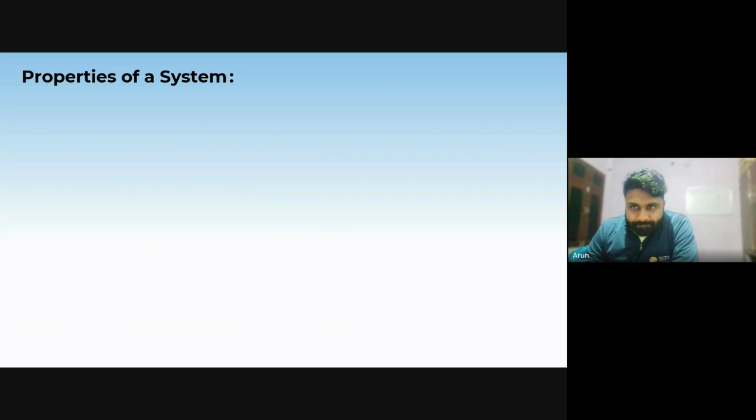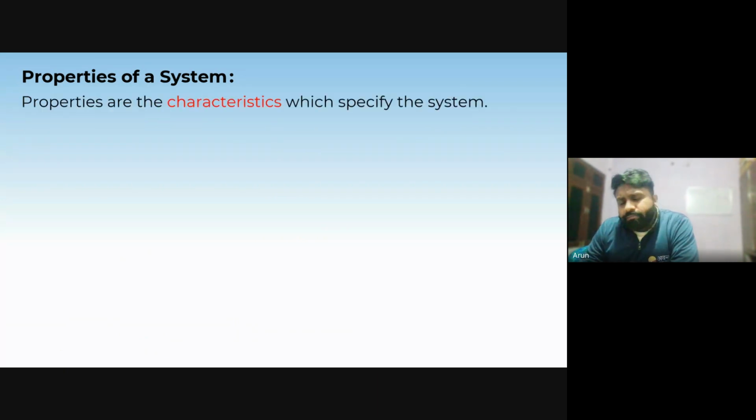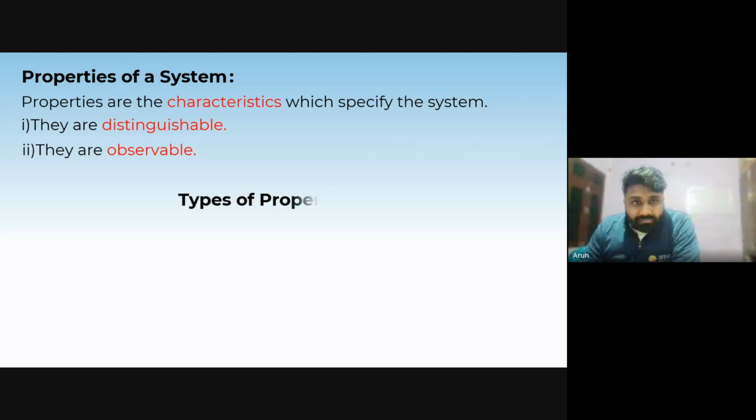Now, properties of system. So what should be the property of a system? How can you classify a system? There are only two possibilities. It can exchange heat or exchange mass, or you can say it can transfer mass or transfer heat. Okay. So now the types of properties we study.